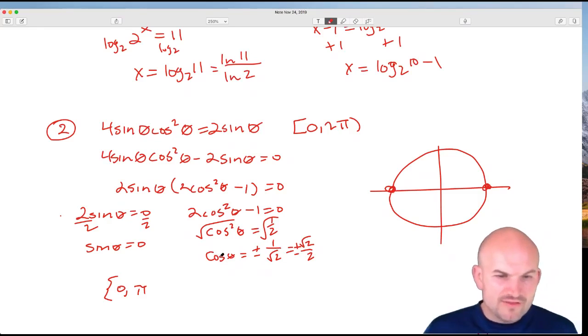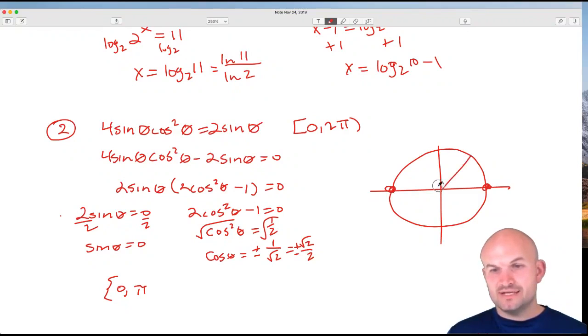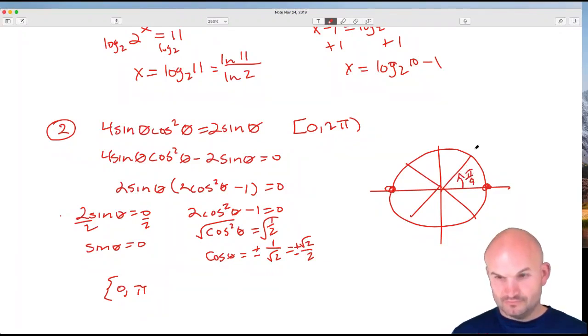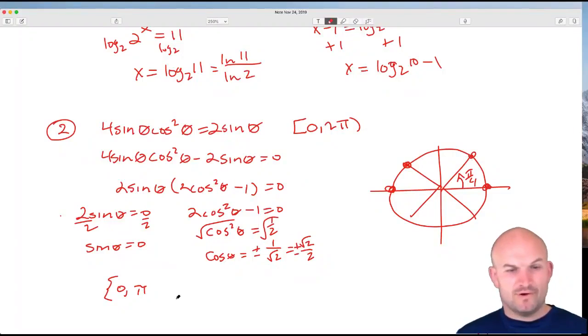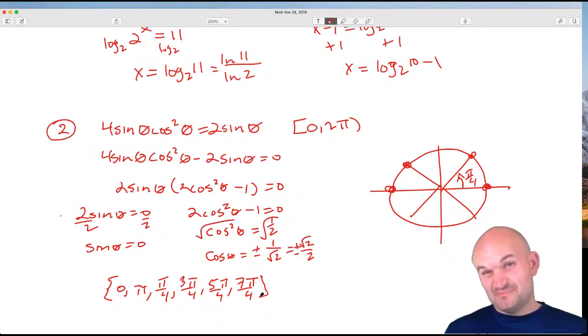Then, for what values is cosine of theta equal to plus or minus the square root of 2 over 2? Well, the x-coordinate of square root of 2 over 2 occurs at all of these angles: pi over 4, 3 pi over 4, 5 pi over 4, and 7 pi over 4. So those are your angles. I don't know why I used a parenthesis there. That's just another horrible bracket, but we'll just roll with it.